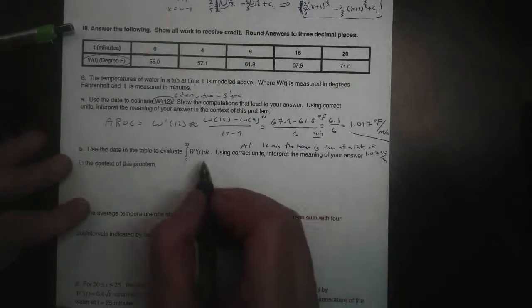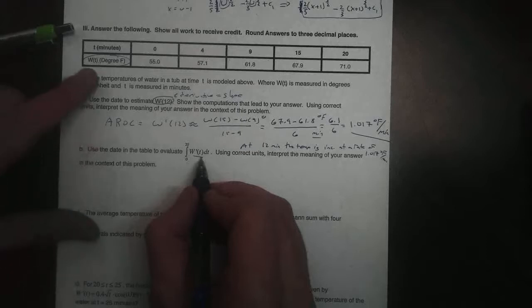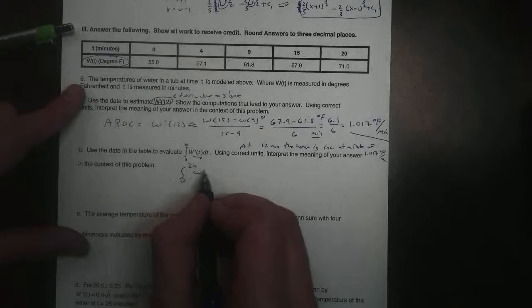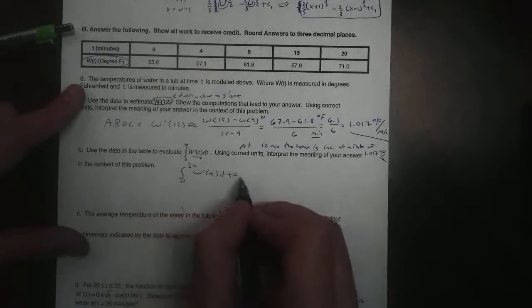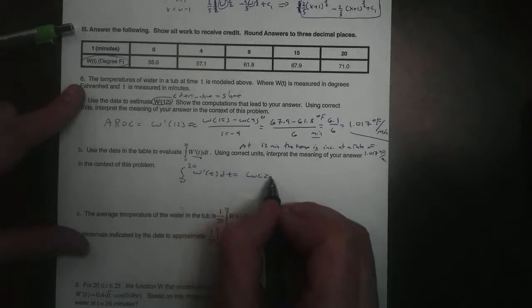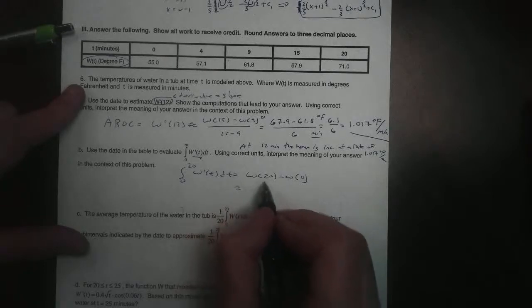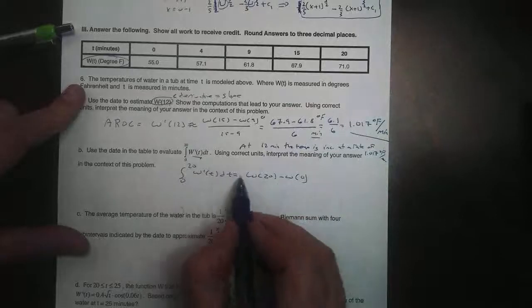This is just straightforward FTC. Now notice, FTC, they gave us W prime, but what we're looking for, what they gave us is W. This should be a no-brainer. The integral of W prime of t dt, you're given one of these, you're like, thank you. That's W of 20 minus W of 0. It says this is just FTC.